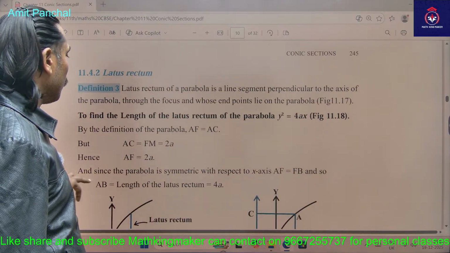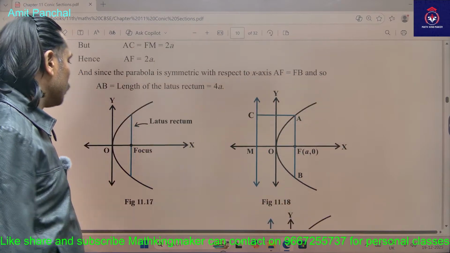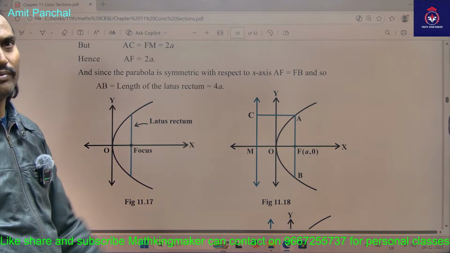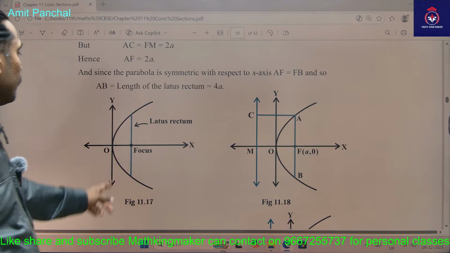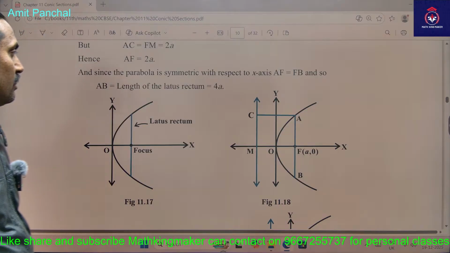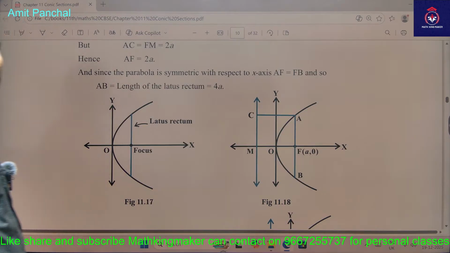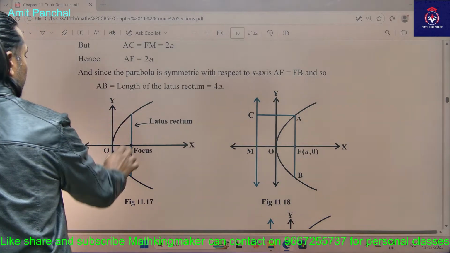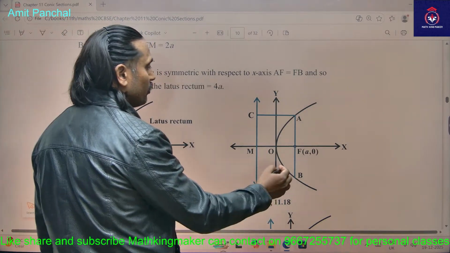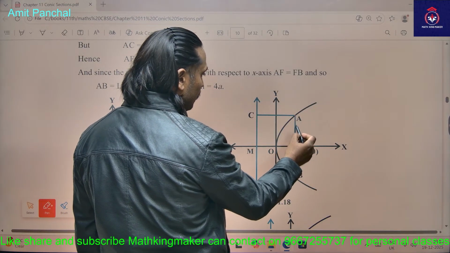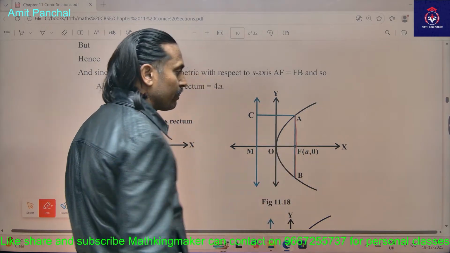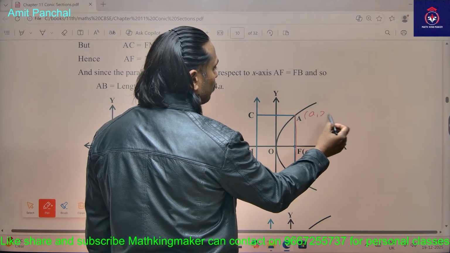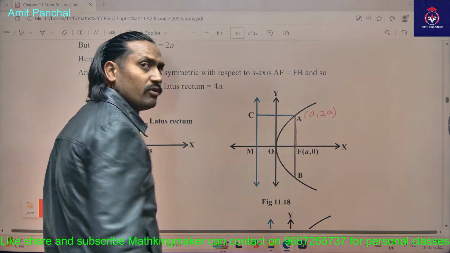Now we'll talk about the latus rectum. It is a line perpendicular to the axis of the parabola that passes through the focus. Let AB be the latus rectum. As it is passing through the focus, its coordinates are a, 2a.